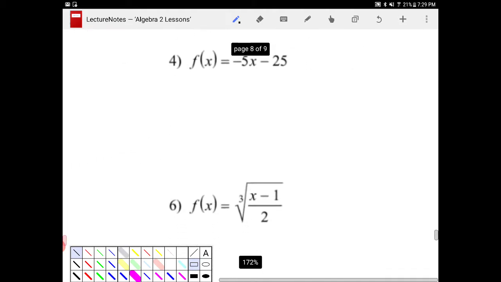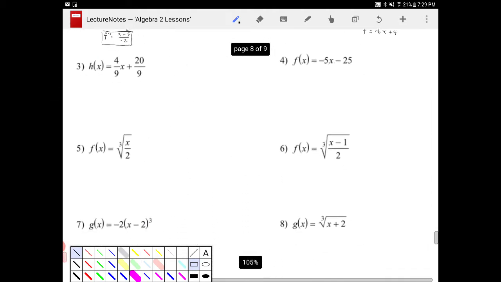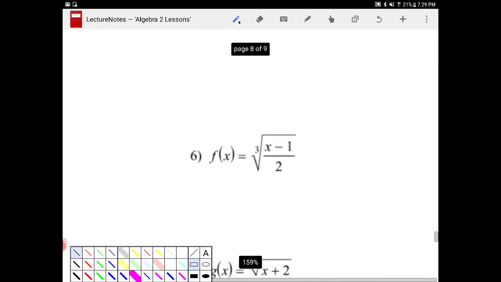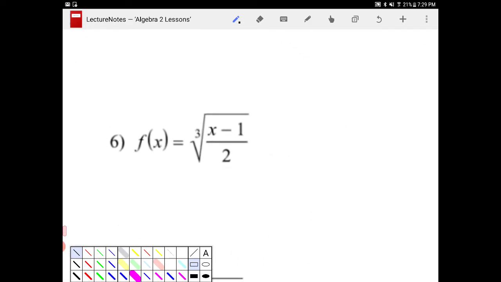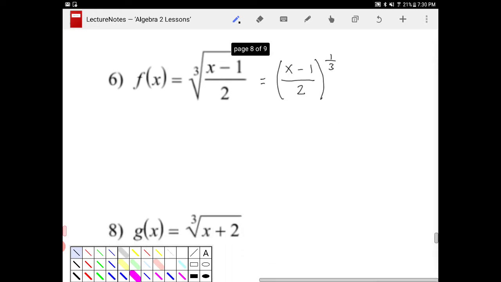I am going to skip that question because it's very, very similar. So let's take a look at these questions over here. So what this is, is the cube root. What is meant by the cube root? Well, this is the same thing as x minus 1 over 2, to the power of 1/3. That's what that means.